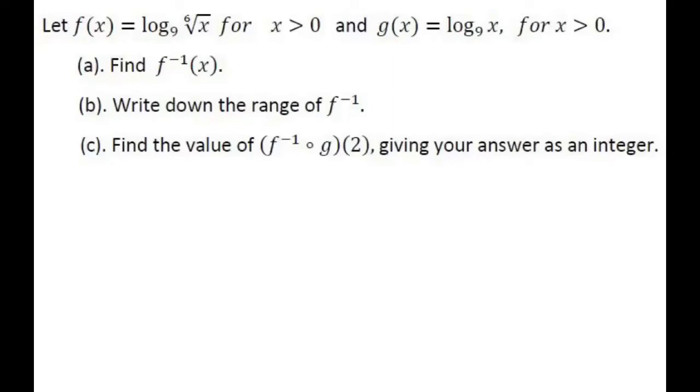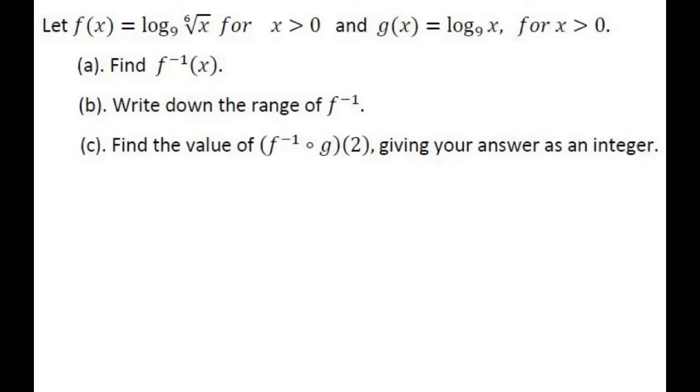Hey everyone, we're going to solve this problem where f of x equals log base 9 of the 6th root of x, and our domain is x is positive, and g of x equals log base 9 of x, where our domain is x is positive. We have to find the inverse of f, write down the range of f inverse, and find the value of the composition of f composed of g of 2.